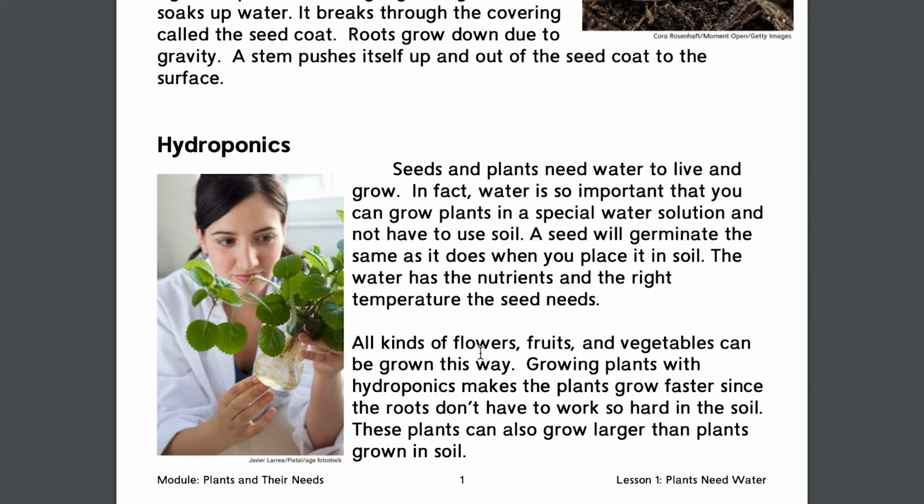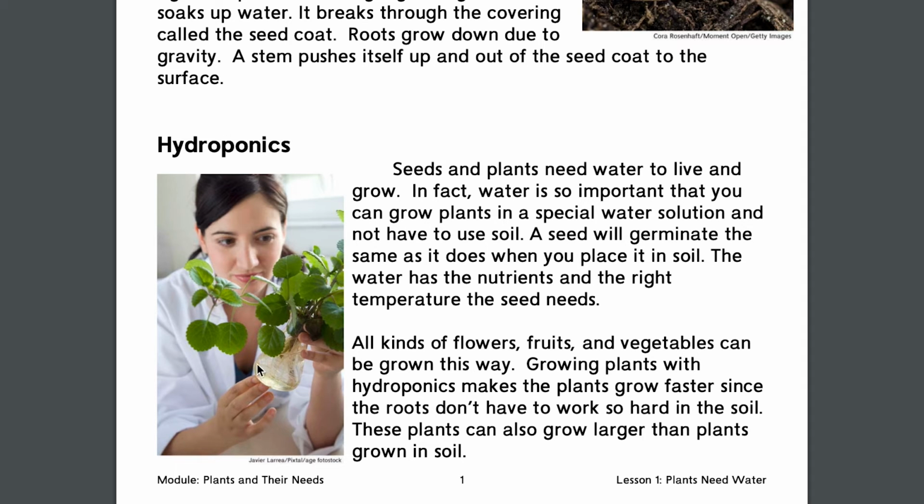All kinds of flowers, fruits, and vegetables can be grown in this way. Growing plants in hydroponics, that means just in the special water, like this lady is doing over here, it's just water, there's no soil, makes the plants grow faster since the roots don't have to work so hard in the soil.